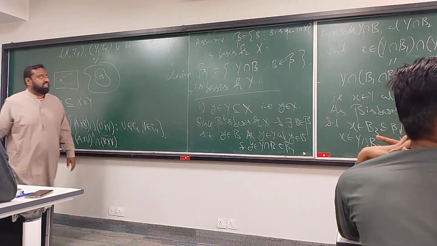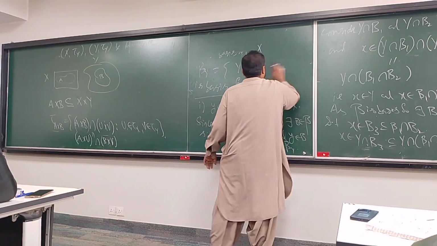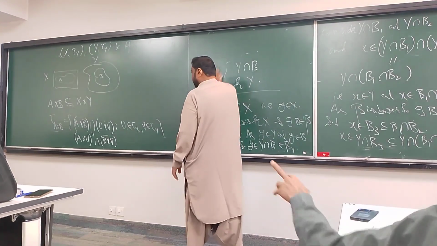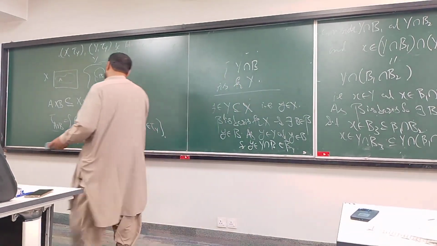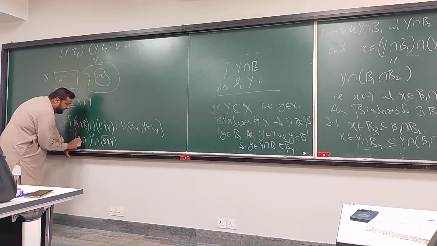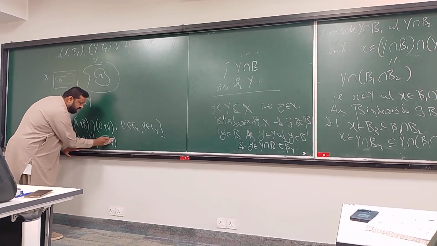We can have very interesting examples. Go ahead. A intersection U cross B intersection V.